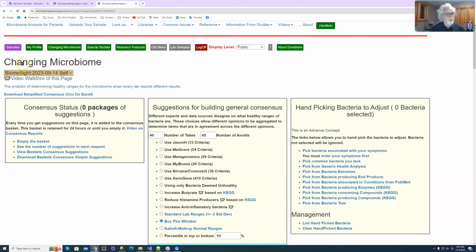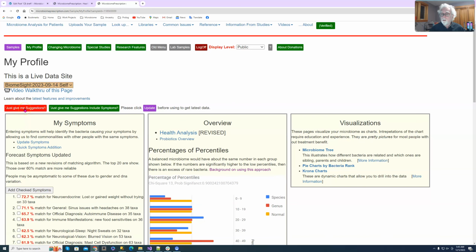So first thing is, we go back to my profile, and we hit just give me suggestions. What this does is use 4 different ways of selecting which bacteria to modify. The bacteria we modify determines what we suggest you take. And by doing 4 different ways, we get around the problem that we really don't know the right way of doing things. With so many different varieties of people and conditions and diets and everything else, there is very unlikely to be a right way of doing things.